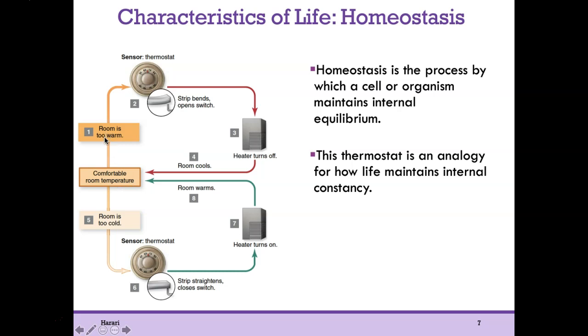If the room is too warm, that is a stimulus that's going to tell this sensor, this thermostat, to turn off. Right? If the room is too warm, we don't want the thermostat to keep the heater on. So the heat is going to turn the heater off, the room will cool down, and then the room temperature will be restored. If the room gets too cold, again, that sensor, the thermostat, will be activated to turn the heater on. The room will then warm up again to the comfortable room temperature.